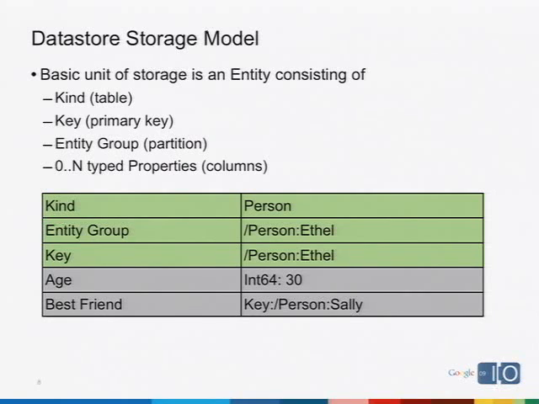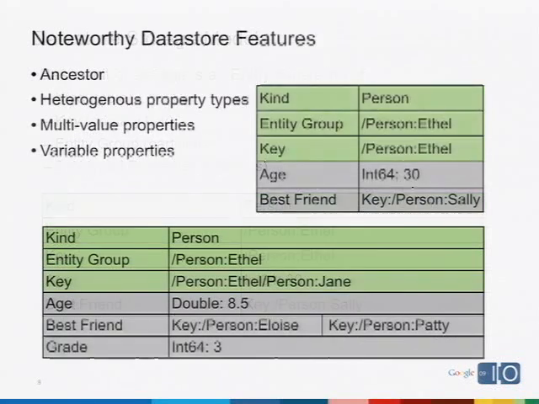It's a root entity. And then in this example, we have 2 properties. We can see that Ethel is 30 years old, and Ethel has a best friend named Sally. This bottom column here, the best friend, you can see that it's referring to another key. You can think of that, if you're coming from the relational world, as a foreign key, right? The data store does support this.